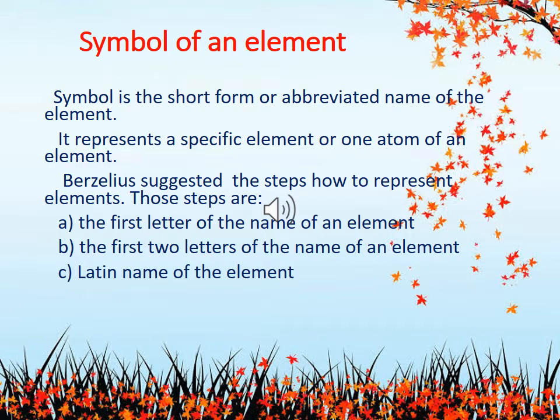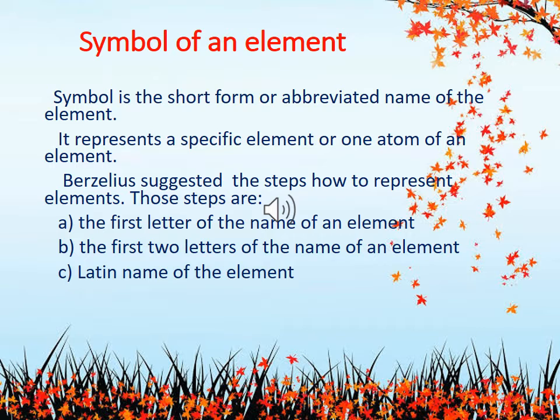Now, moving to the next slide, that is symbol of an element. So what is symbol? Symbol is the short form or abbreviated name of the element. It represents a specific element or one atom of an element. So this symbol was first proposed by John Dalton, but that symbol was not taken as a scientific one.